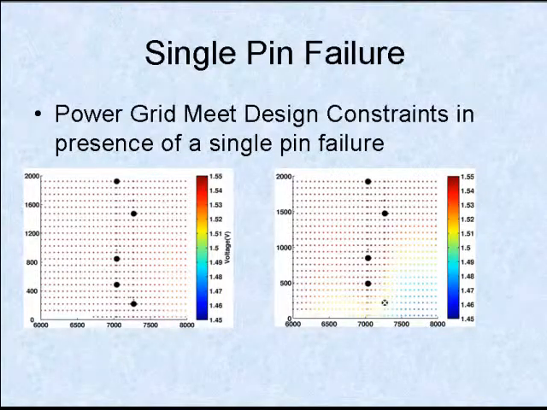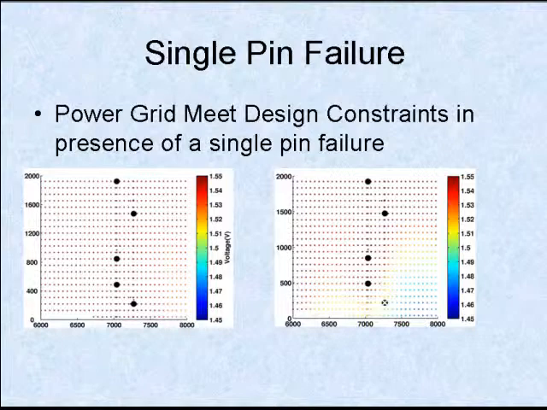One important question in power grid synthesis is how robust is the power pin placement? That is, if one pin fails, will the power grid still be able to meet the requirements, both from an electromigration standpoint and a voltage standpoint?